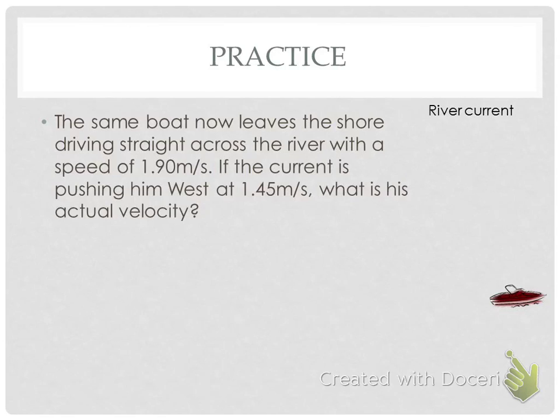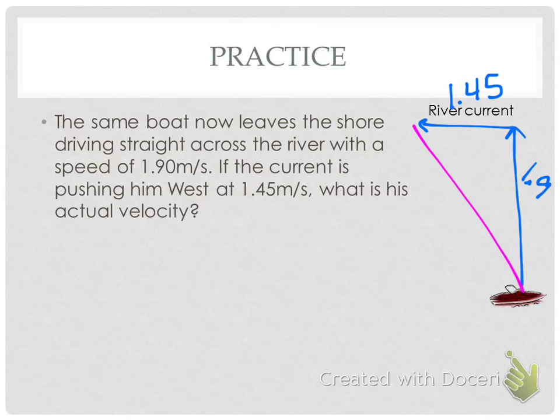Okay, so now he's heading out straight across. Is that going to be my resultant this time? No, because that's not his goal. That's not his final velocity. This is just where he's trying to go, right? So this is 1.9. The current is pushing him which way? To the west, so to the left, good. 1.45. So we want to find out what speed he is actually traveling. So this is going to be my resultant here in pink. We don't know what speed he's actually traveling at.